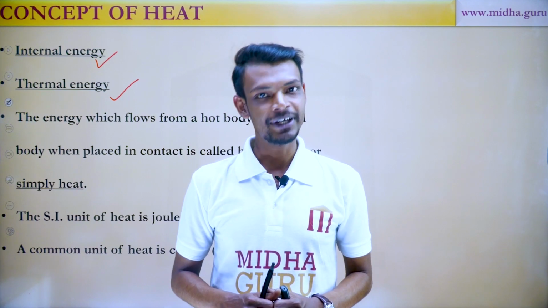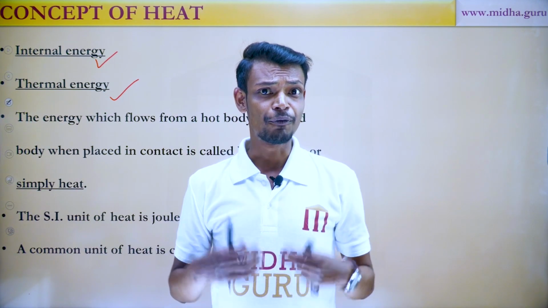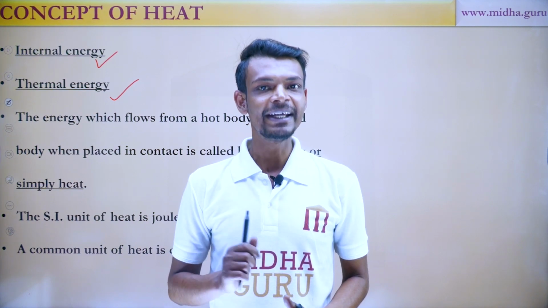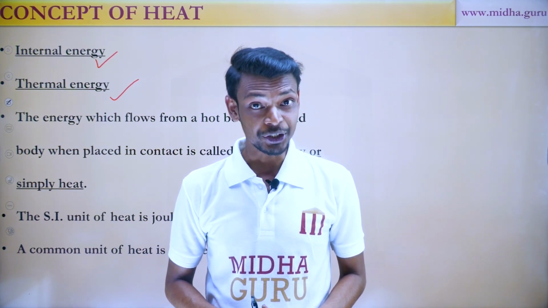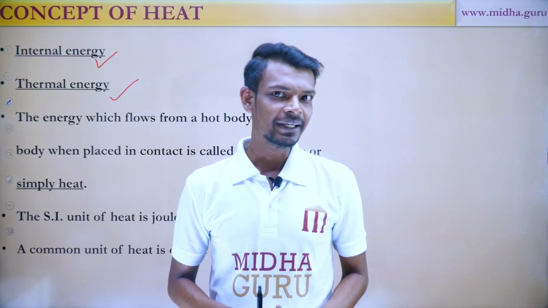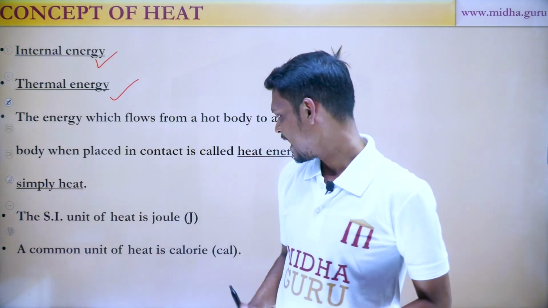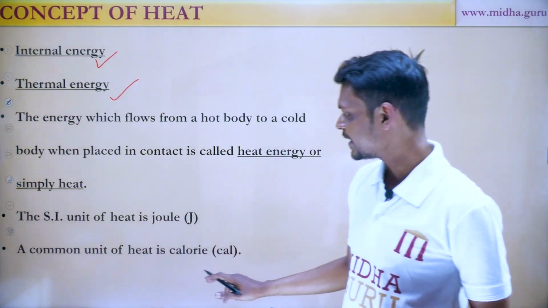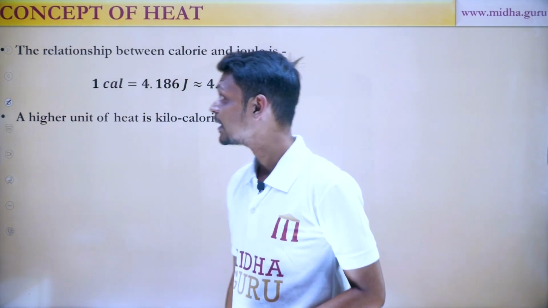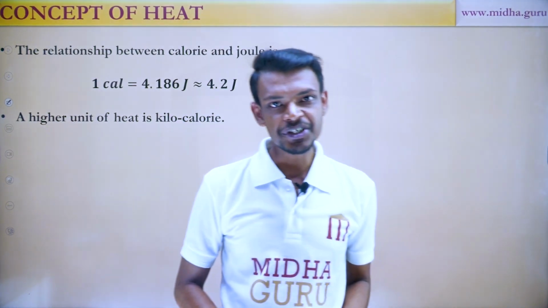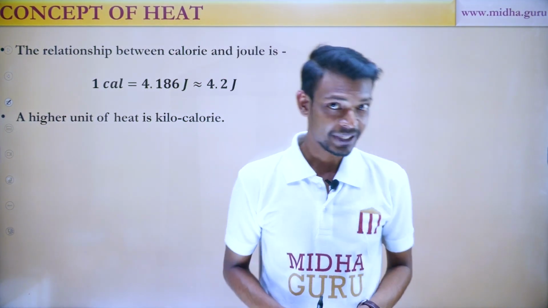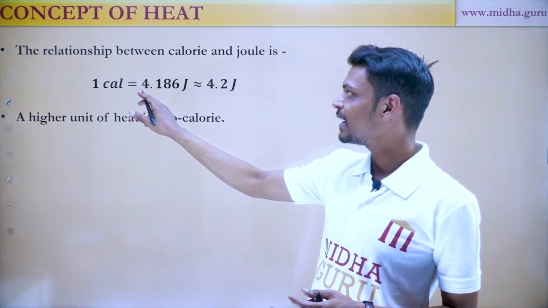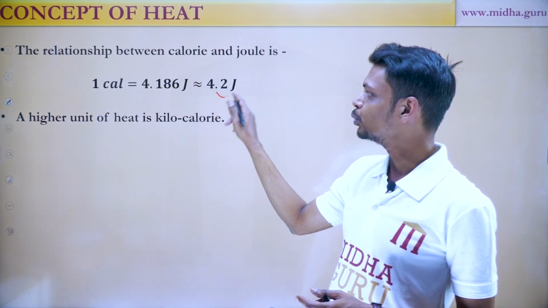And the SI unit of heat energy, as we all know that it is a form of energy, will be joule. But specifically for heat, we have another unit which is used more commonly, and that is called calorie. In fact, here it is also given that a common unit of heat is calorie. Next, we need to understand the relationship between calorie and joule. So, 1 calorie is approximately equal to 4.2 joules.